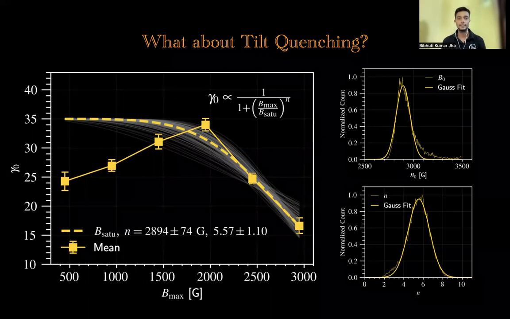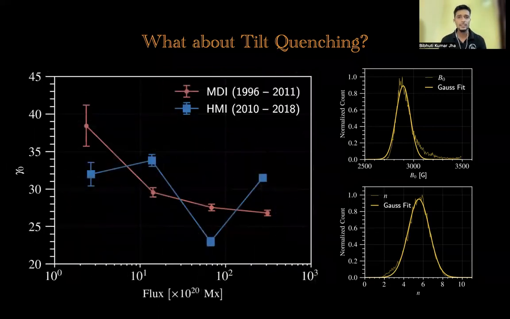What we got after fitting is that the mean value of B naught is around 2894 and N is 5.57. That is actually more than the value routinely used in different models, and it will be even more useful for tilt quenching in the models. Along with Bmax, we also looked at how tilt depends on the flux in the BMR, and we have not seen much. MDI shows a slight decrease, but HMI has not shown any significant decrease. We have only 3 or 4 data points in this case, so these are not statistically significant and we cannot comment on that.